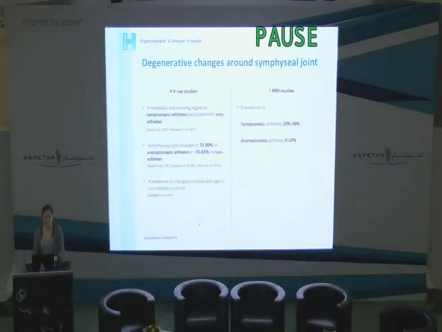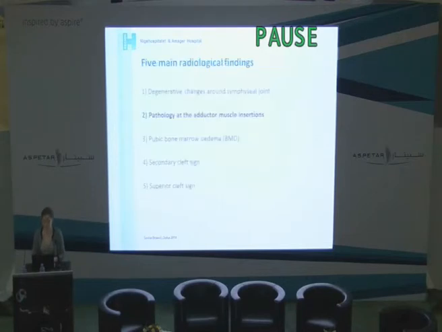So when we look at the evidence for this particular finding, 2 radiographic studies have reported a higher prevalence and a higher severity of degenerative changes at the symphysis for symptomatic athletes compared with non-athletes. But importantly, degenerative changes have also been reported in asymptomatic athletes and in non-athletes. And it seems that the prevalence of these changes increases with age. 7 MRI studies have reported a higher prevalence of degenerative changes in symptomatic athletes compared with asymptomatic athletes.